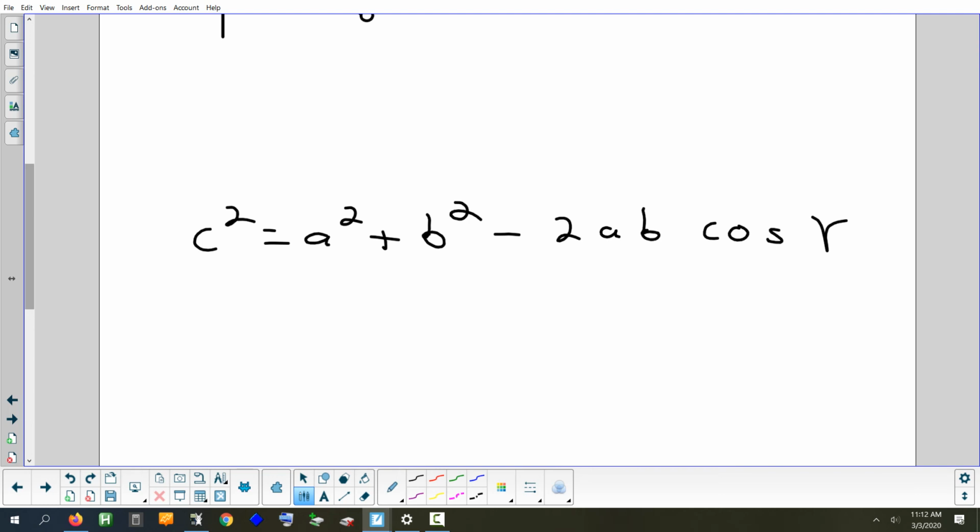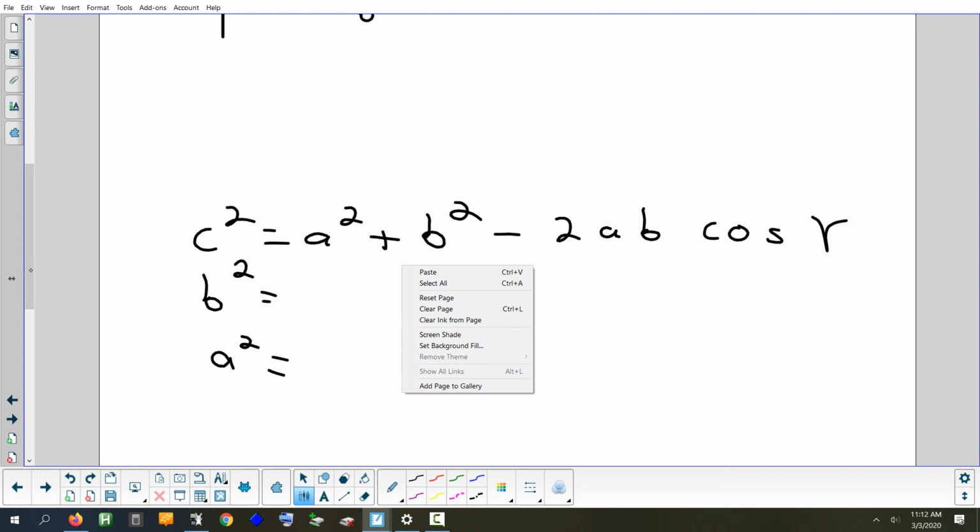And there's 3 versions of this formula. One that starts with b squared, one that starts with c squared, one that starts with a squared. They all follow the same pattern. One side squared equals the sum of the other 2 squared, minus twice the 2 letters you just used, times the cosine of the angle that's across from what you started with.